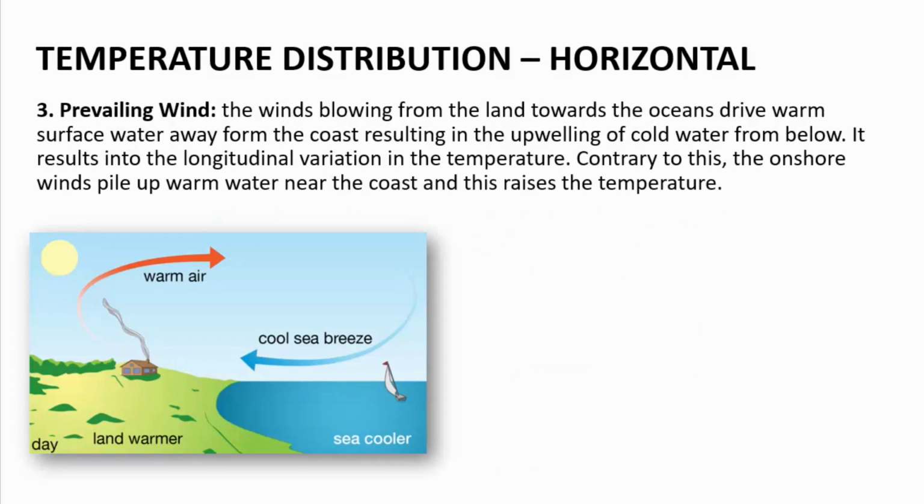The third reason for temperature distribution in the horizontal direction is the prevailing winds. The winds blowing from the land towards the oceans drive warm surface water away from the coast, resulting in the upwelling of cold water from below. It results in the longitudinal variation in the temperature. Contrary to this, the onshore winds pile up warm water near the coast, and this raises the temperature.